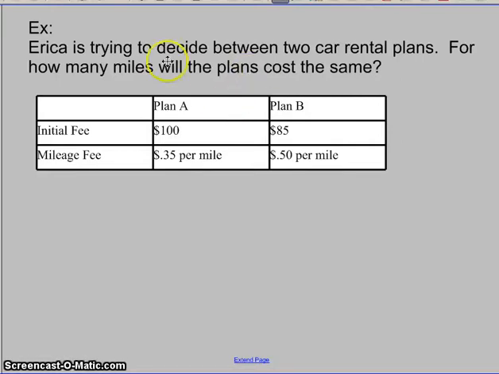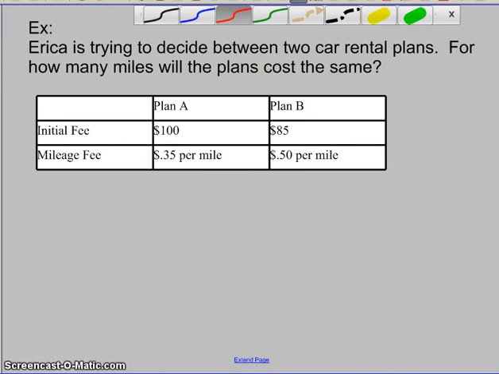This is Mr. Lane finishing up section 3.6, lines in the coordinate plane. We have one example here, kind of a real-life example of two rental car plans, and we want to decide when they cost the same amount. So we want to set this up. We could go a couple different directions with it, but we're just going to write an equation for both of them, and then we might just use a system to calculate when they're going to meet.